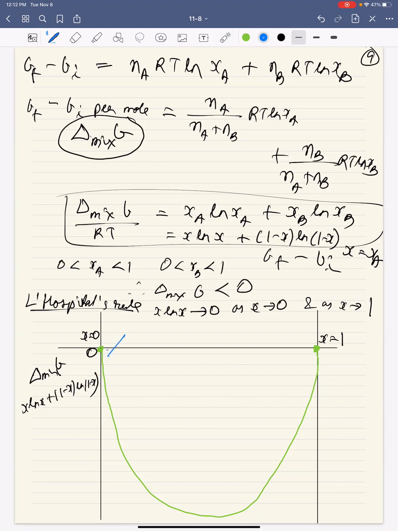This behavior, this minus infinity, has profound physical significance. This means that creating a little bit of mixing is hugely favorable. If you can have some defects, they will come and show up. And that's why it's difficult to create something which is more than parts per million pure, right? You will always have that type of defect.